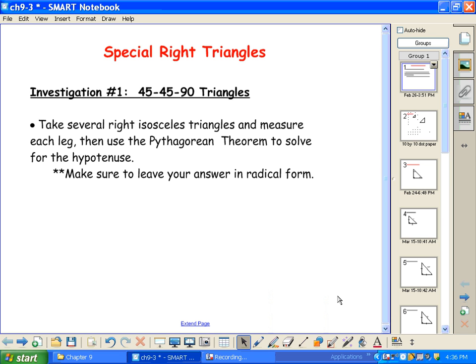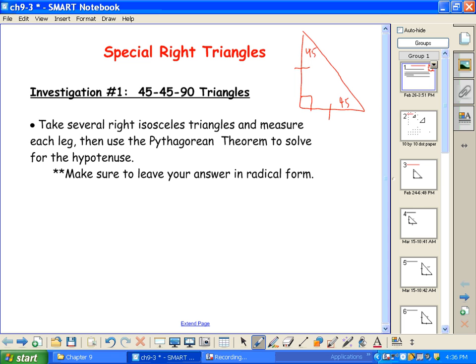Today we're going to be studying special right triangles. The first kind of right triangle that we're going to study is a 45, 45, 90 triangle. The reason it's called a 45, 45, 90 triangle is because it's describing the angle measurements. So I know I have a right angle and two 45-degree angles. Now notice if those two are both 45-degree angles, that means that I have a right isosceles triangle. So I have two congruent sides.